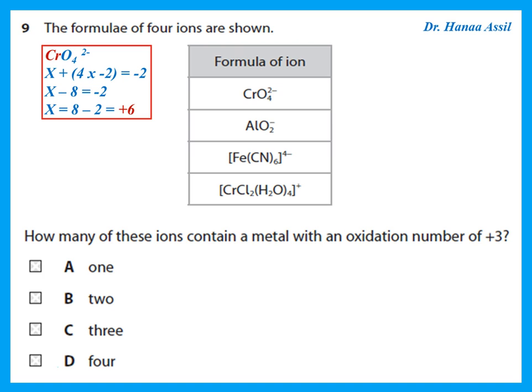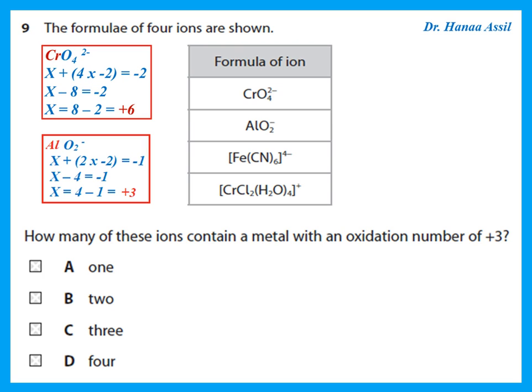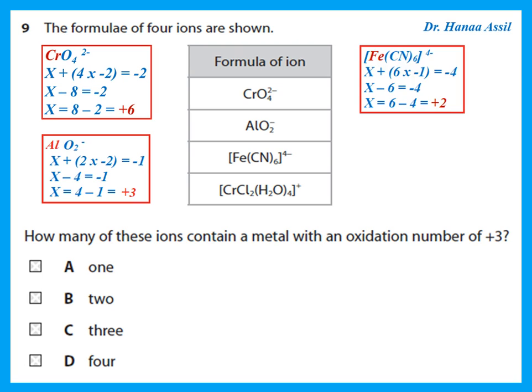Are you familiar with this calculation? Let's try again. AlO2⁻, the overall is -1. Each of the oxygens is -2, so the aluminium has to be +3. Fe(CN)6, you should realize that the overall charge is -4, and each cyanide ion has a -1. So that means that my iron has to be +2.